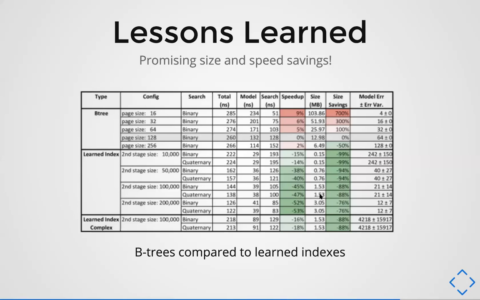And so you can imagine as we get really, really big data sets, these size savings can be pretty important and pretty powerful, okay? So we can learn something about the distribution of the data and save a lot of size in these machine learning models compared to classic index structures.